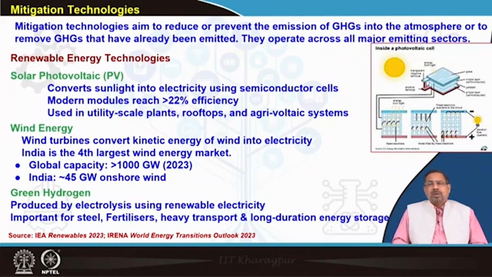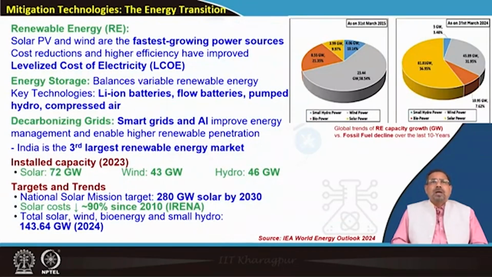It is important for steel, fertilizers, heavy transport, and long duration energy storage. So on the upper right hand side, we have a photographic depiction of a photovoltaic cell and the different components within. Moving on, as far as the energy transition is concerned, renewable energy storage, as we discussed, the solar photovoltaic cells and wind are the fast growing power sources, and they help in reducing the cost and achieving higher energy efficiency. So that means we put it under LCOE, levelized cost of electricity.